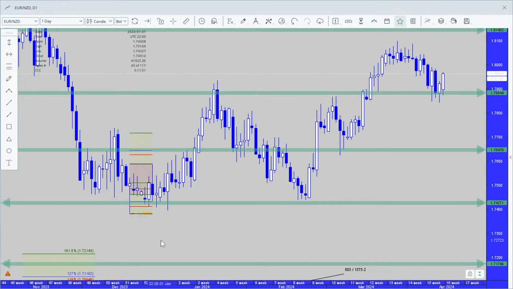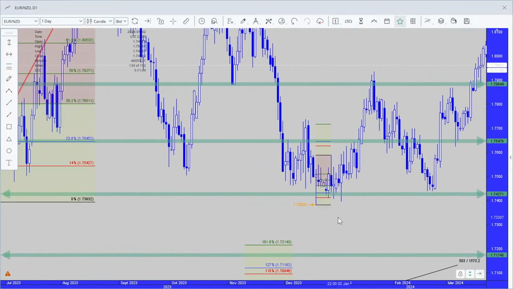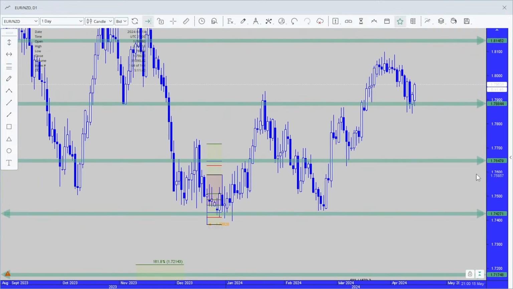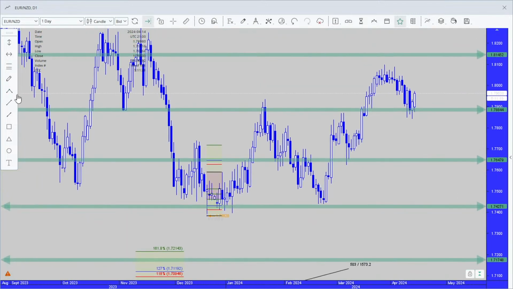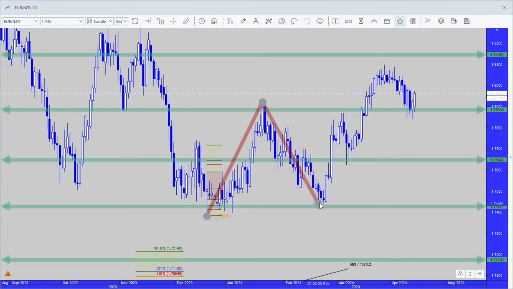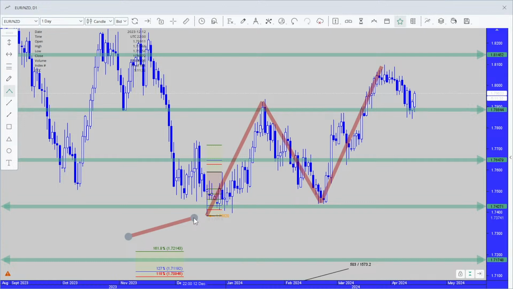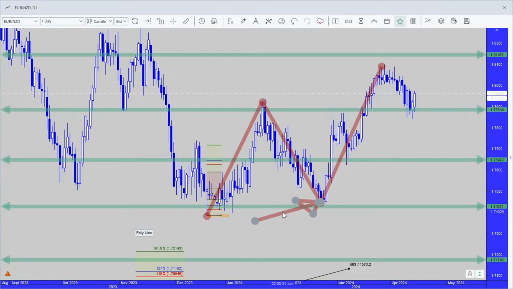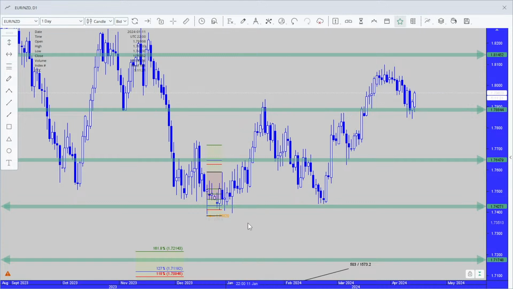I need to follow the rules of the Fibonacci: start with the lowest low, the absolute low, the first low, the starting point of something. So the starting point of this uptrend is here, not here. Those are the Fibonacci rules, everybody. You need to learn the rules and follow the rules.